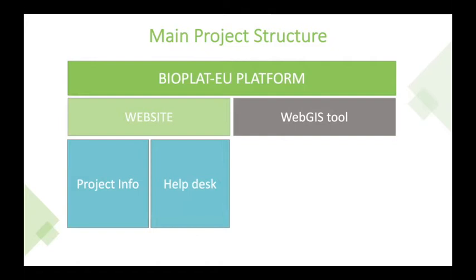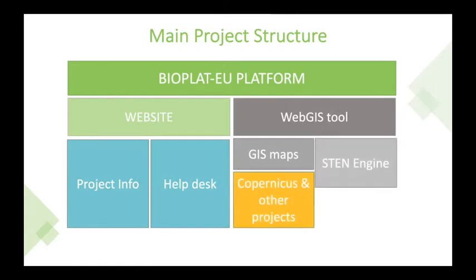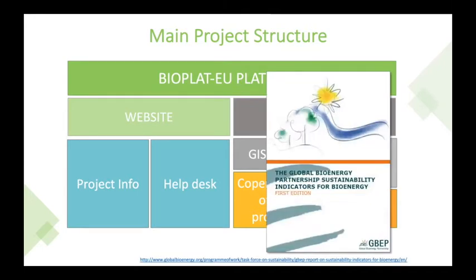Now we go to the second component, that is the WebGIS tool, that is in its turn composed of two different subcomponents. One are the maps, and as we have seen now with Manuela, the long approach and all the work that has been done to have those maps and to get to that very good characterization of Europe. And then we have the Stan engine, that is the tool for the sustainability assessment, that is based on the GBEP methodology, the GBEP sustainability indicators, and the previous adaptation for the FORBIO project.